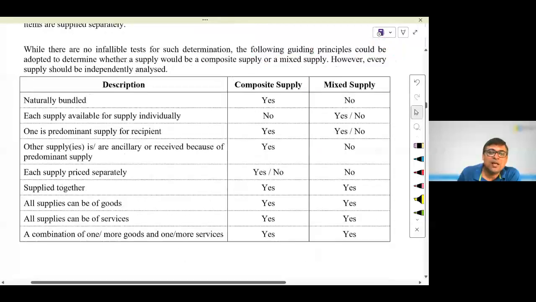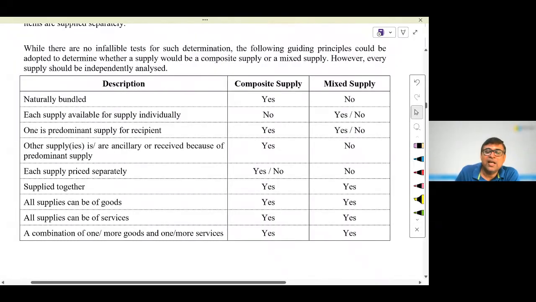Two parameters are here which we are supposed to examine: whether a particular supply is a composite supply or a case of mixed supply. Is it naturally bundled? In case of composite supply, yes. In case of mixed supply, no. Is each supply available for supply individually? In case of composite supply, no. Mixed supply, it may or it may not be. Is one predominant supply for the recipient? In case of composite supply, yes. In mixed supply, yes or no. Are other supplies ancillary? In composite supply, it is yes. In case of mixed supply, no.